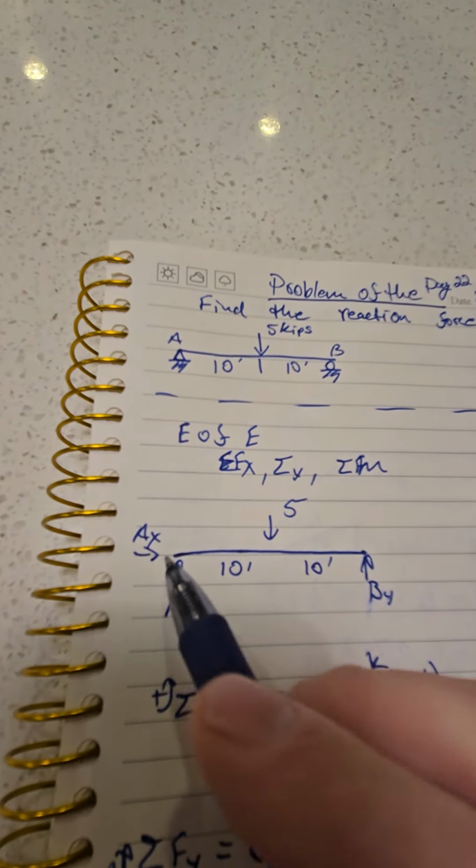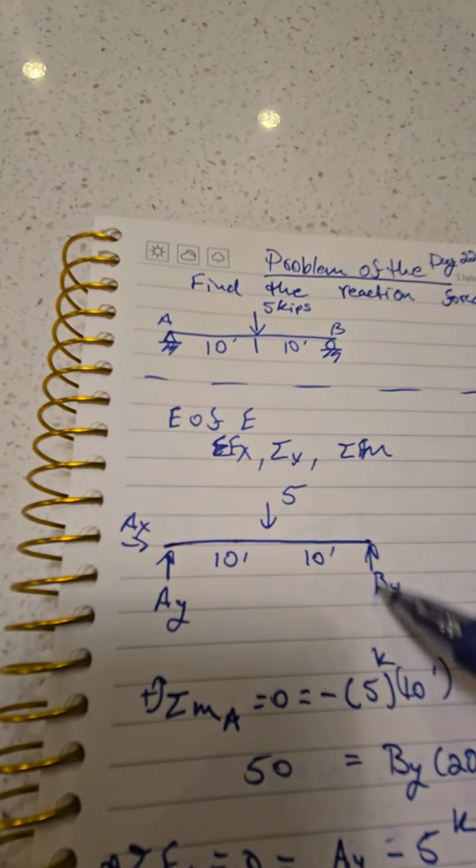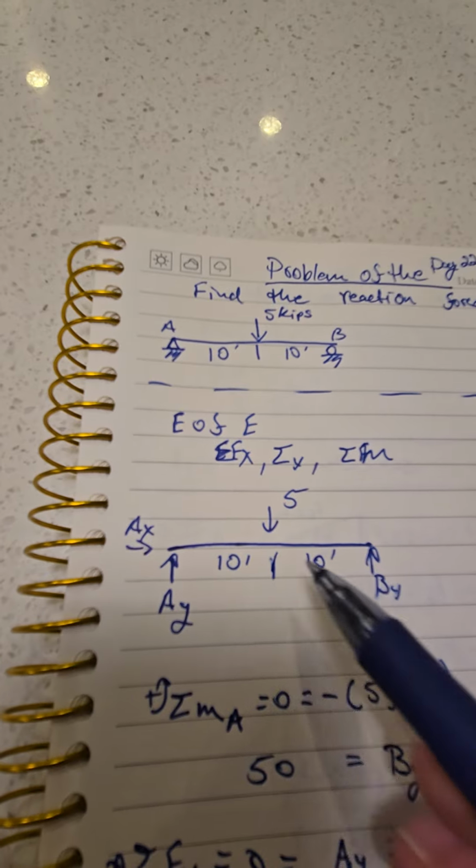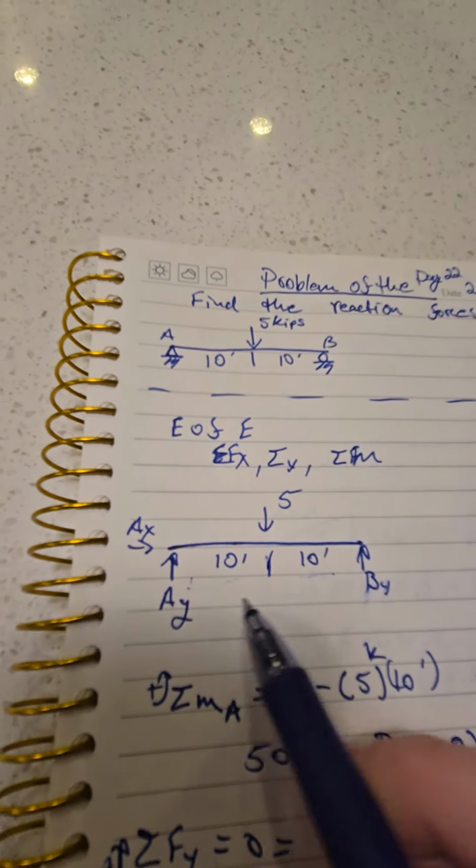So a pin has a force in the X, force in the Y, where the roller just has the force in the Y there. And then of course we have our reaction force, and then 10 foot and 10 foot. This is needed for the moment.